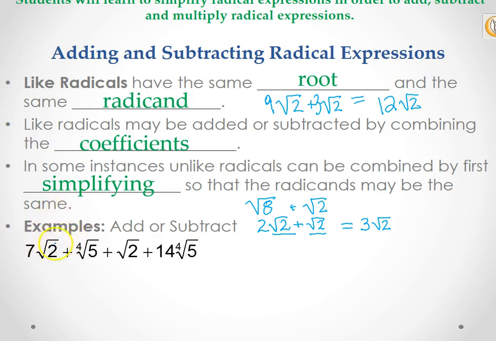All right, so anyhow, we're going to combine like terms. So what are our like terms? Well, we have a 7 square roots of 2. Do we have any other square roots of 2? Sure. So 7 plus 1 is going to give us 8 square roots of 2.